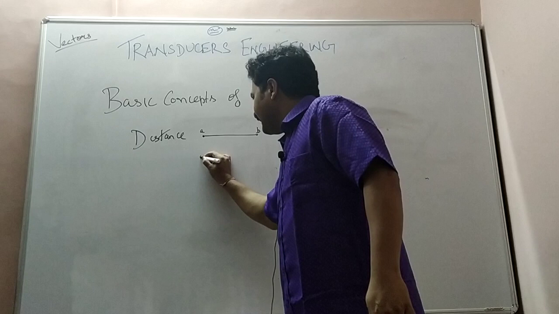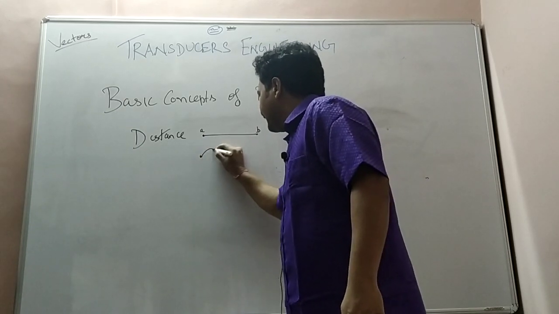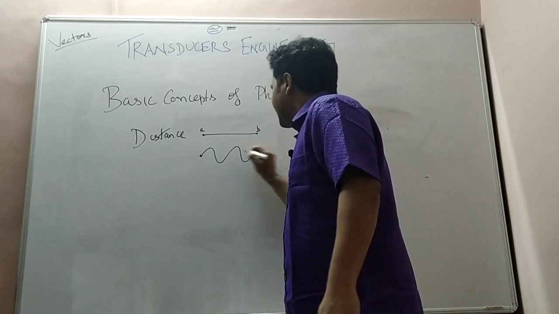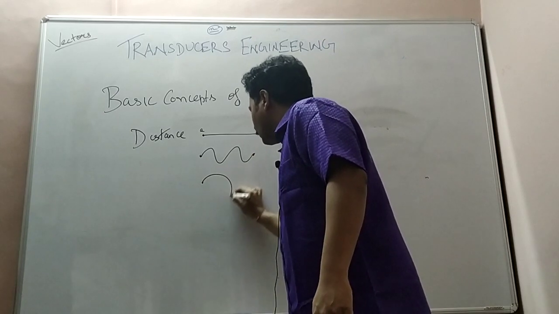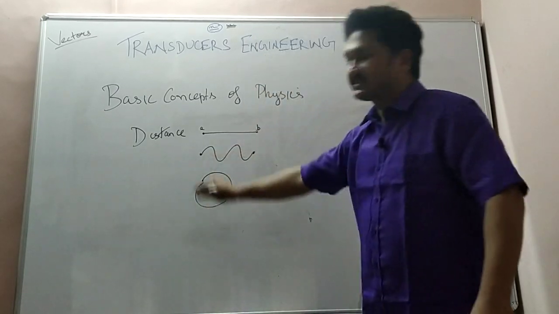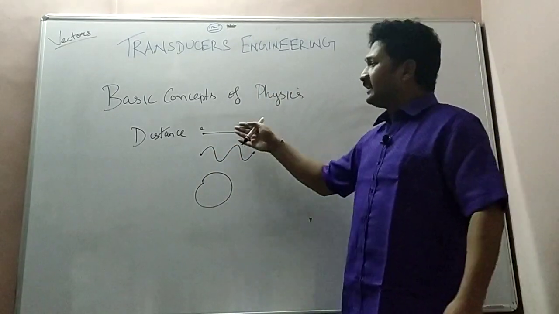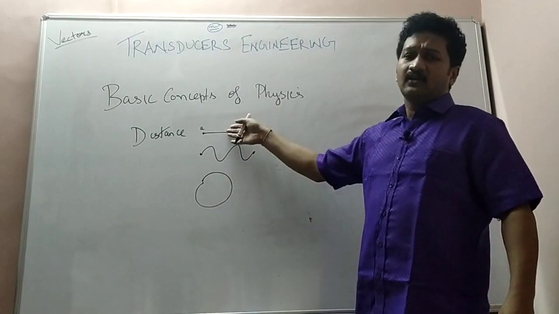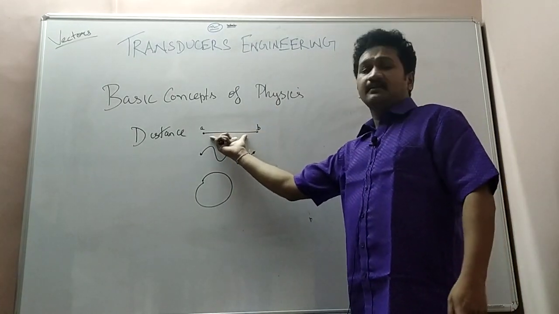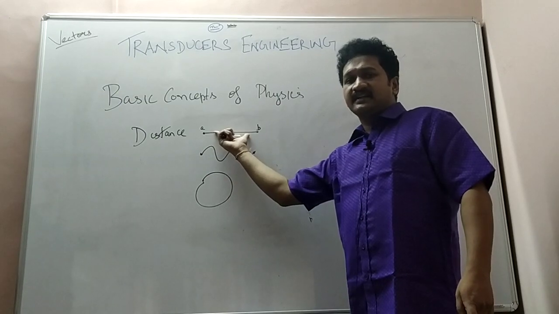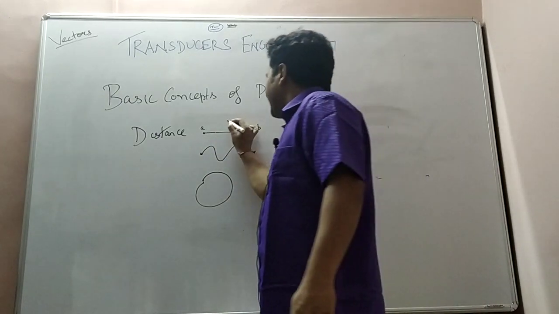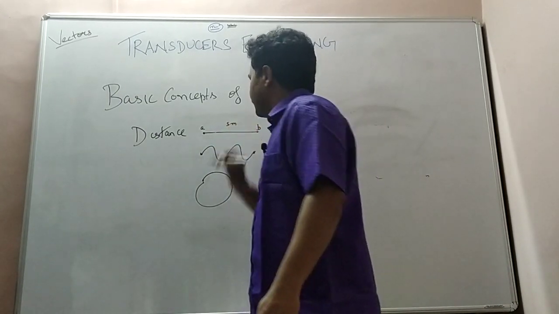The measurement need not be in a straight line. It can be in a zigzag, in a wavy form, in a circular way, however much distance it has covered. So simply, distance is the measurement of the movement of the object, the measurement of the magnitude by which the object has moved. For example, from A to B, it is 5 meters.